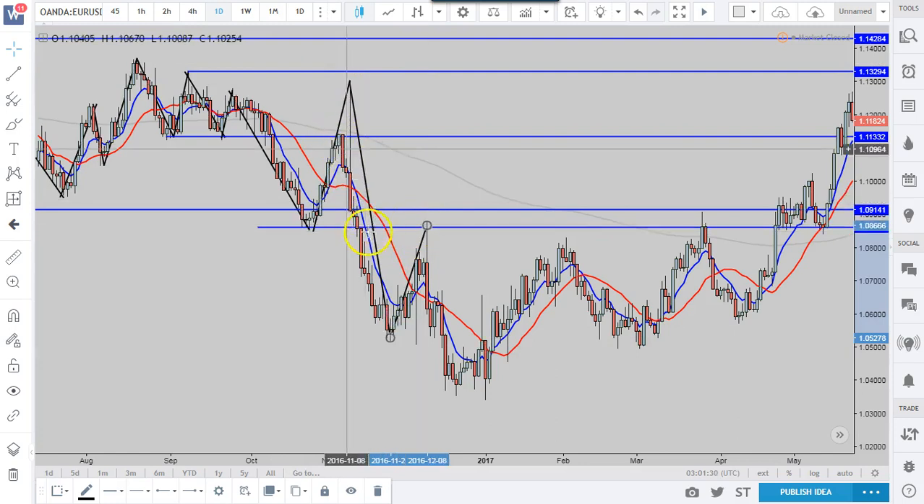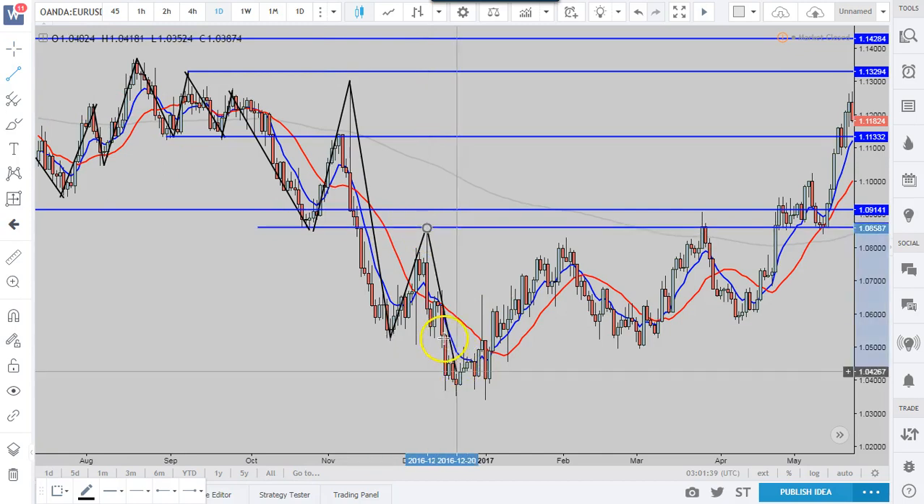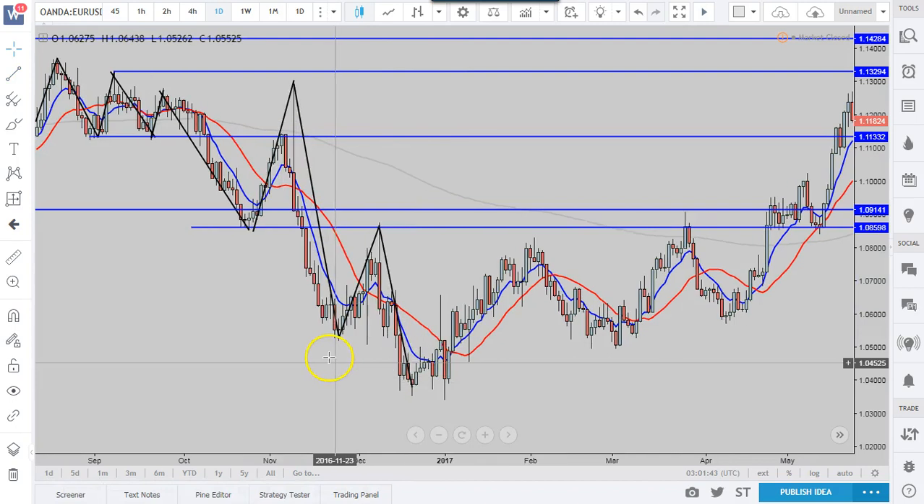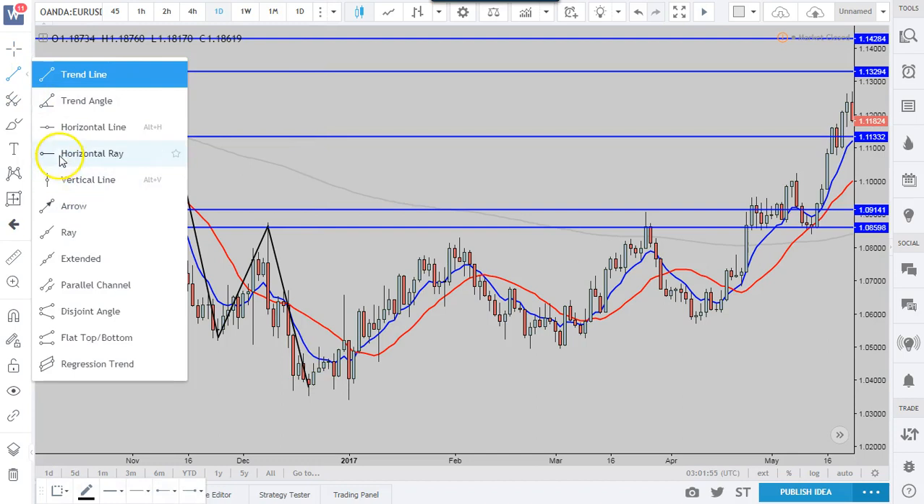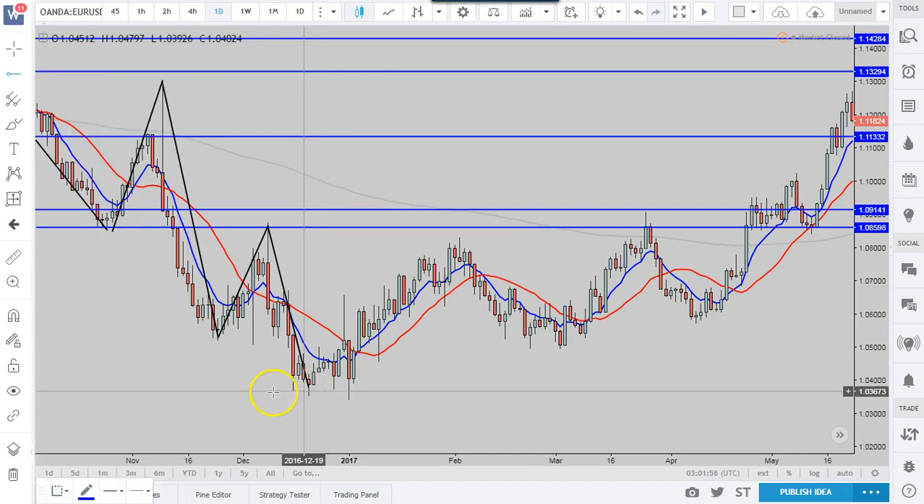This high was our previous support turns into resistance and the market dropped. Okay, market dropped. So we have lower lows, lower highs, lower lows. New lows at this region. Okay, we have new lows at this region.